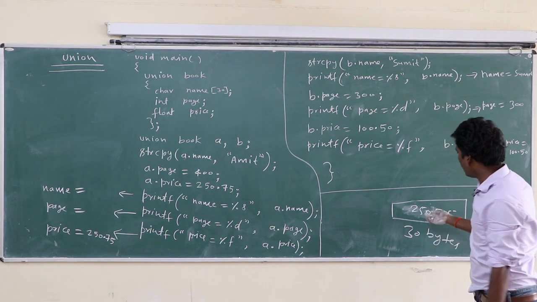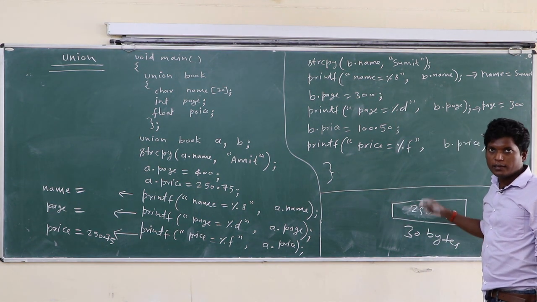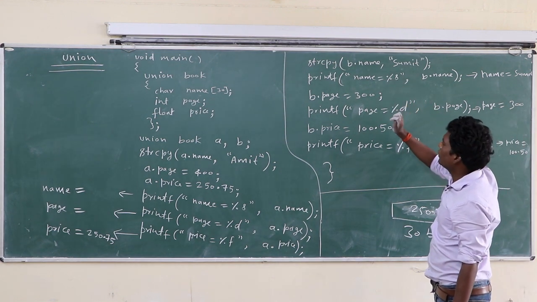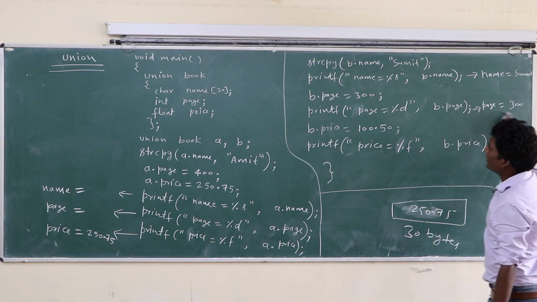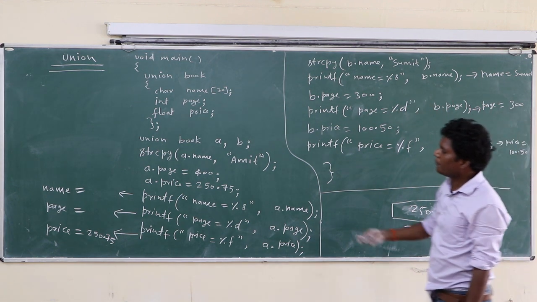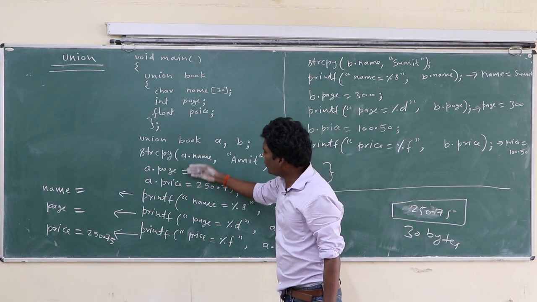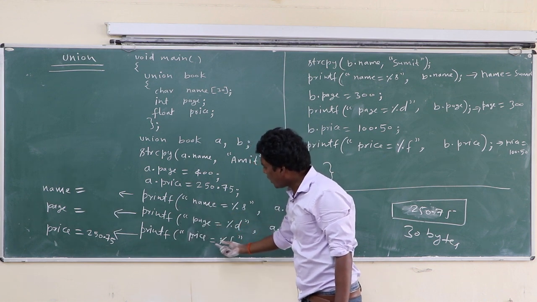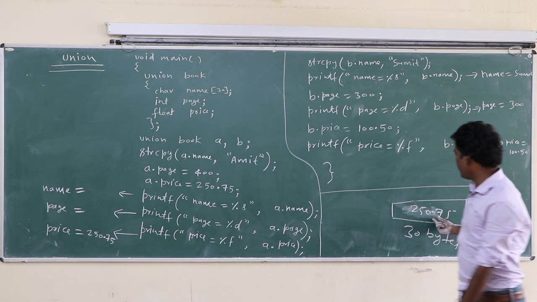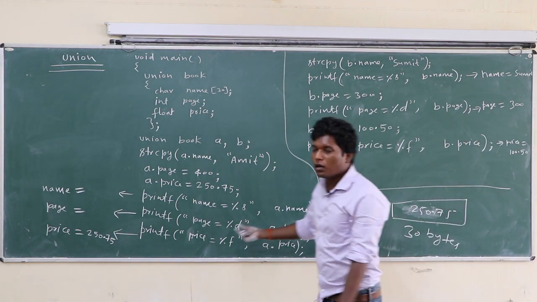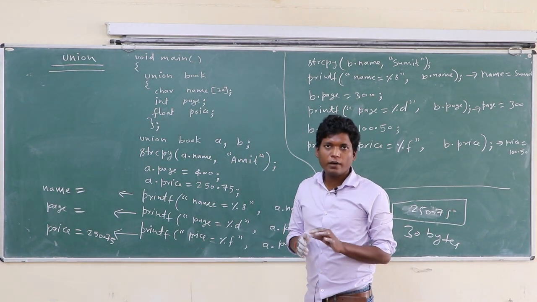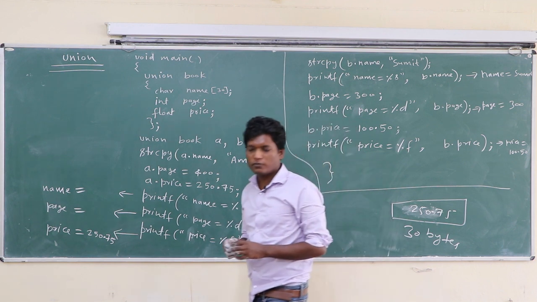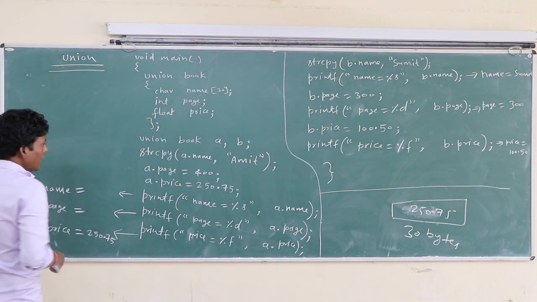So there is no overwriting concept here. B assigns the value, B prints that value at that time. So there is no problem, all values will be printed here. But if B assigns all union members and then prints, in that case only the updated value will be in memory, and printf prints only the updated value. Previous values of the union are overwritten by the next value of the union.